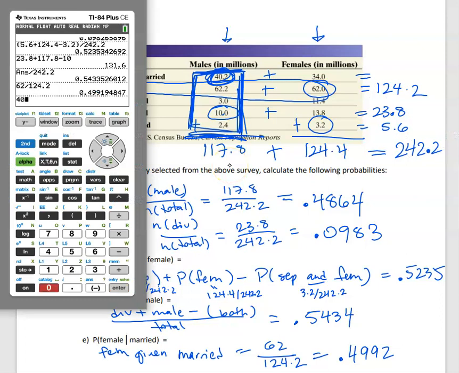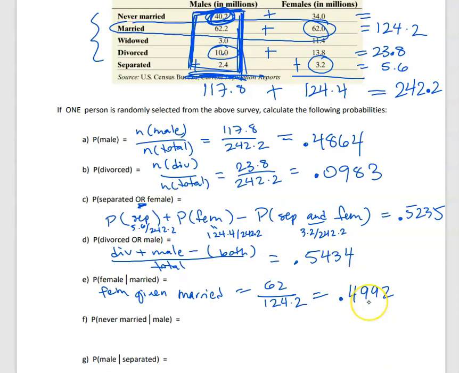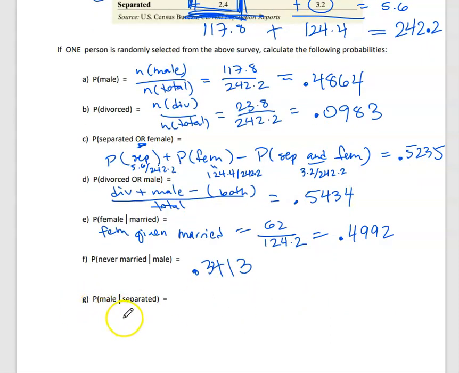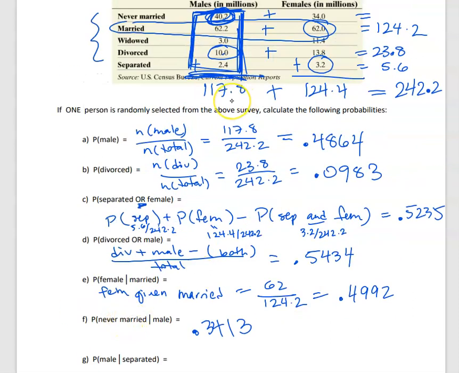So 40.2 out of 117.8. That's 0.3413. Probability to be male given that they're separated. So we're just looking only in the separated row. It's given that they're separated.